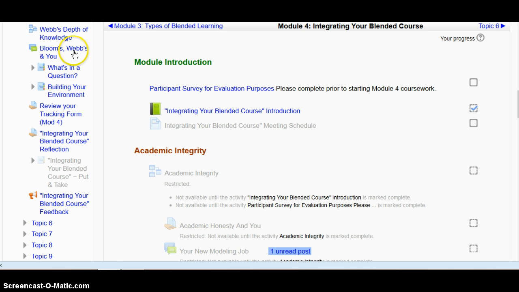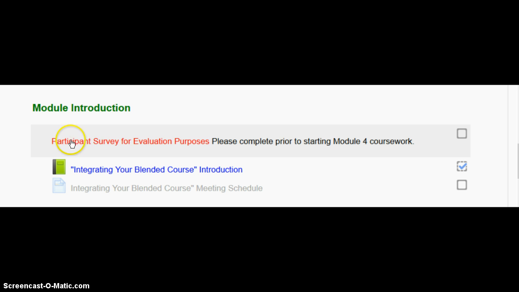The first thing I want to show you is that at the very beginning of the module, you will see that there is a participant survey. You need to go in and take that. If you can, on Tuesday, they are looking for some feedback. They do need that for the project. So they're asking that you take care of that before starting Module 4. If you're not there yet, you still can log in and actually take the participant survey.